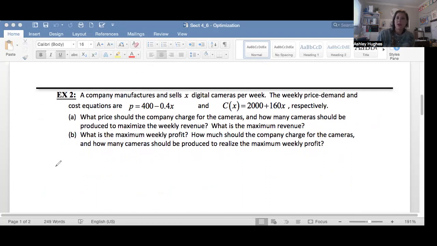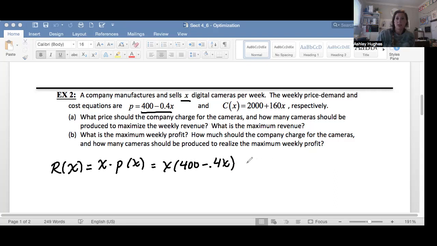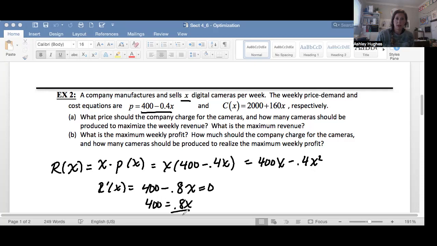Okay, so how do I find revenue? Well, revenue is X times P of X, because it's how many you sell times the price each camera is. So that'd be X times 400 minus 0.4X, so that'd be 400X minus 0.4X squared. If we're trying to optimize this, we're going to take the derivative. And I get 400 minus 0.8X equals 0. 0.8X divided by 0.8.